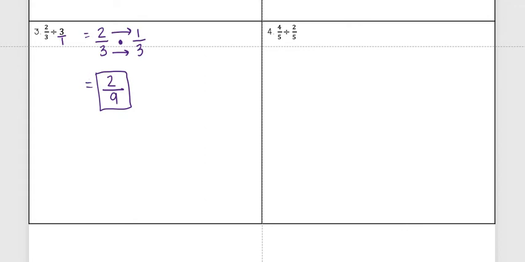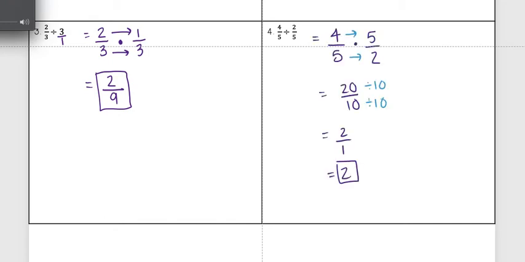Okay, so now go ahead and pause the video and try that last one on your own. So for this last one, you should have gotten the answer 2. So this one was a little bit tricky.